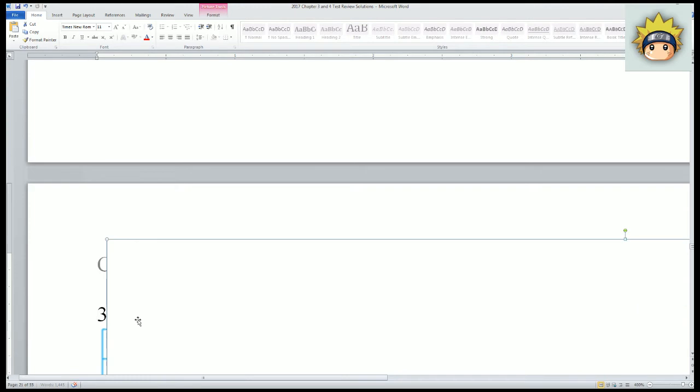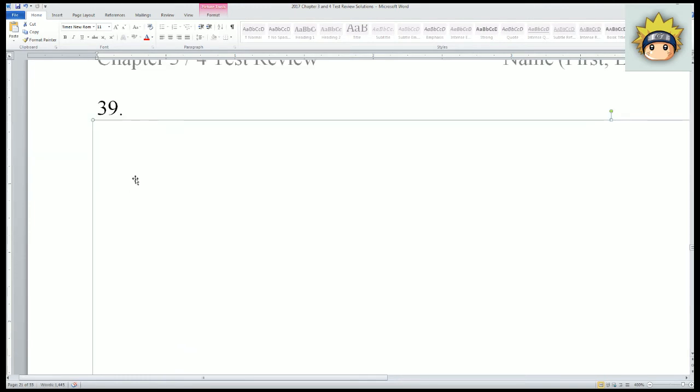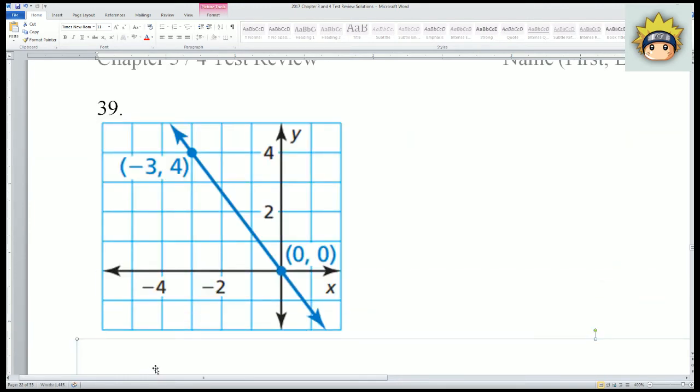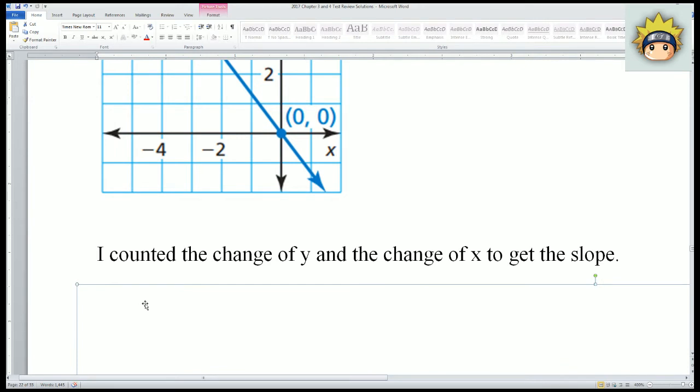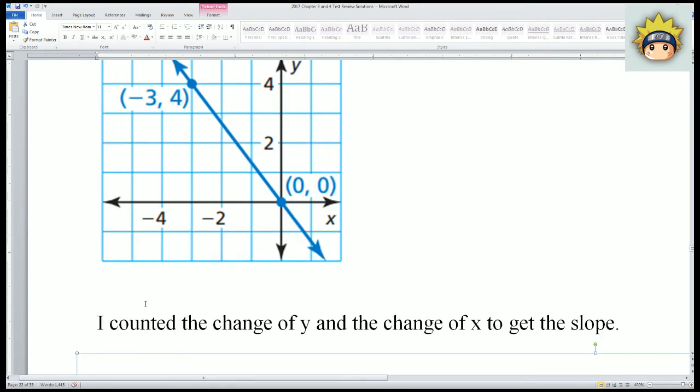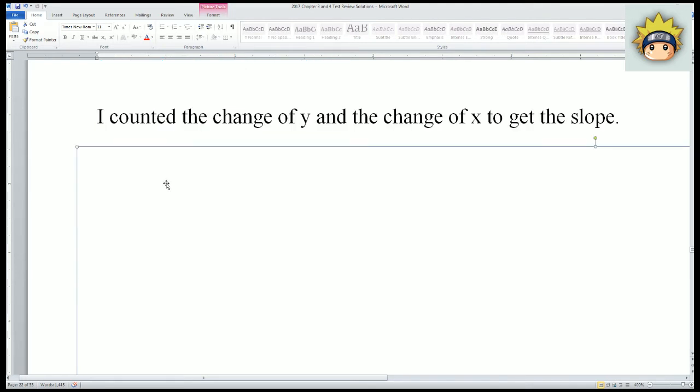Next, 39. Number 39 has this graph as well, right? Has this point and this point. Alright, so let's do it. I count the change of y and the change of x to get the slope. So let's do the change of y. 1, 2, 3, 4. So it's -4 for y. 1, 2, 3, 3 for x.